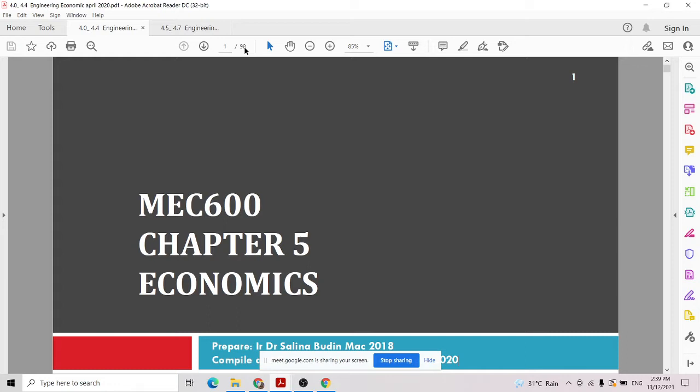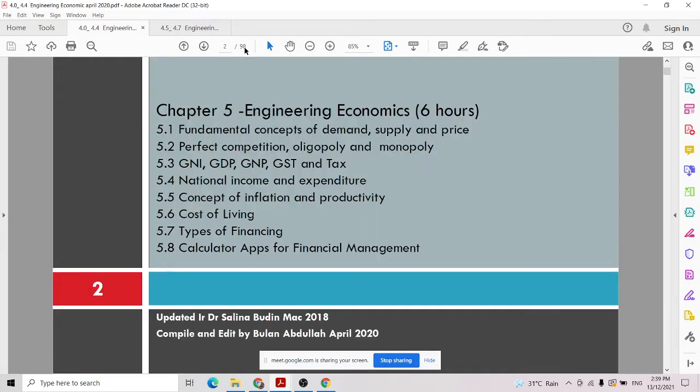MEC600 chapter 5, which is economics. So what is the content inside chapter 5? In this slide we will discuss the market, demand, supply and price, and also the three types of markets: perfect competition, oligopoly and monopoly. Then we will go on to GNI, GDP, GNP, GST and taxes.